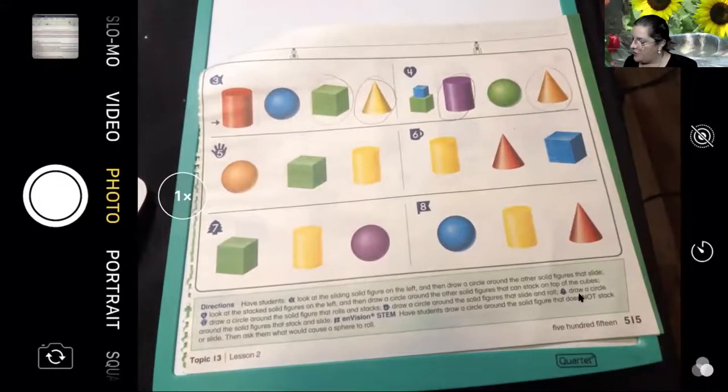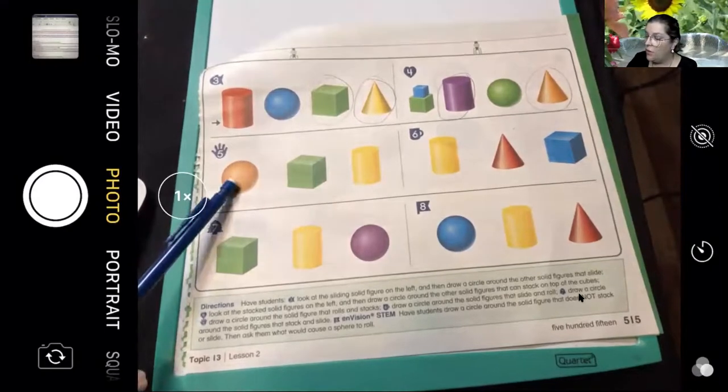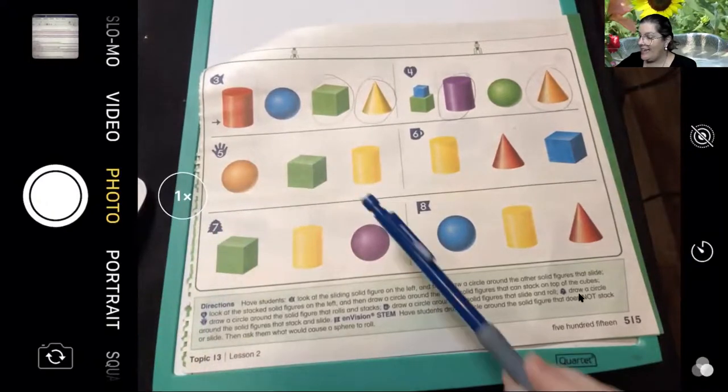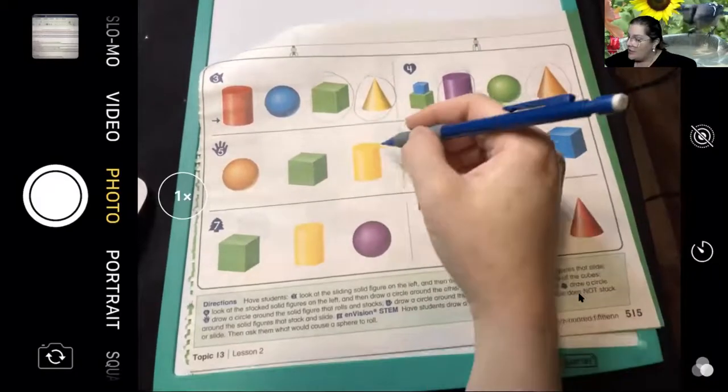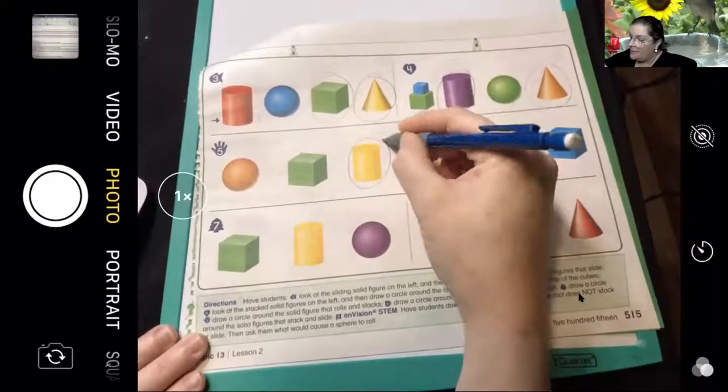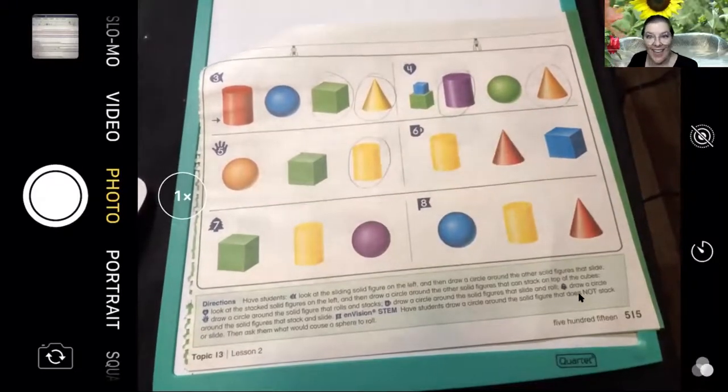Number 5, draw a circle around the solid figure that rolls and stacks. So which one of these rolls and stacks? If you said the cylinder, you're correct. So circle the yellow cylinder. It rolls and stacks.